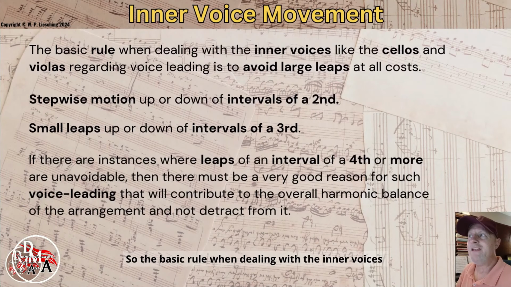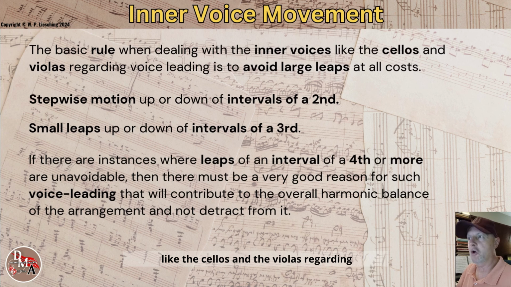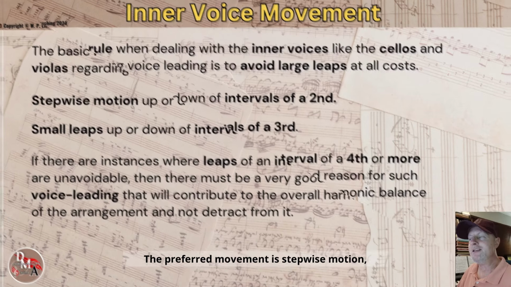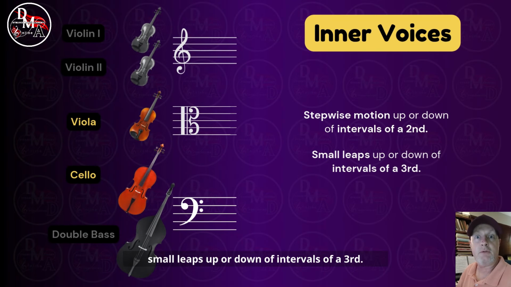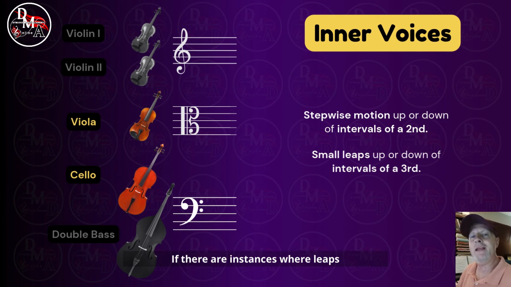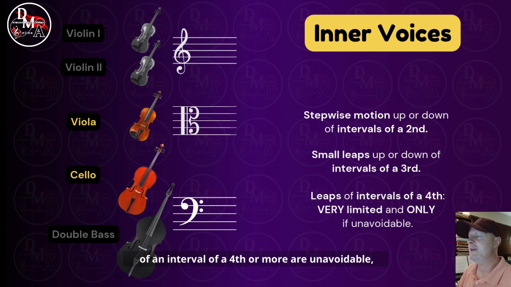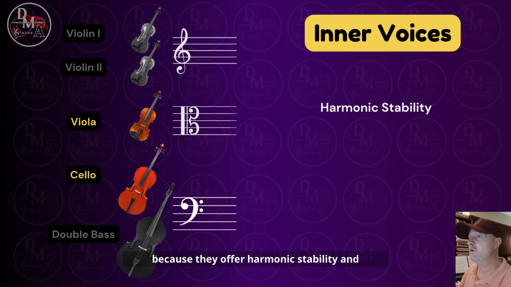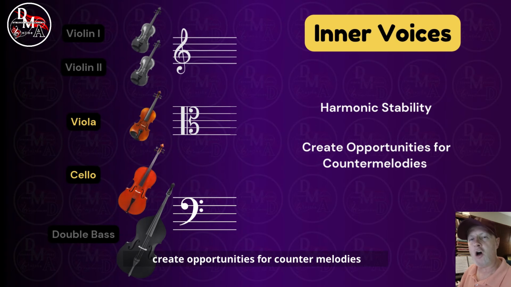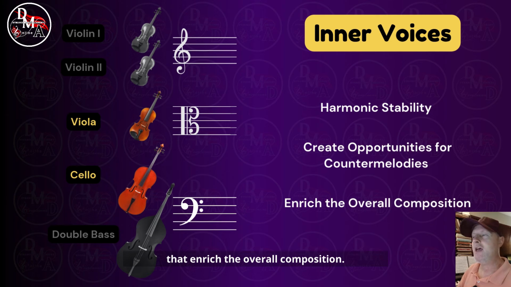So the basic rule when dealing with the inner voices like the cellos and the violas regarding voice leading is to avoid large leaps at all costs. The preferred movement is stepwise motion, up or down of intervals of a second, and small leaps up or down of intervals of a third. If there are instances where leaps of an interval of a fourth or more are unavoidable, then there must be a very good reason for such voice leading that will contribute to the overall harmonic balance of the arrangement and not detract from it. You will notice that I pay particular attention to the inner voices of the viola and the cello because they offer harmonic stability and create opportunities for counter melodies that enrich the overall composition.